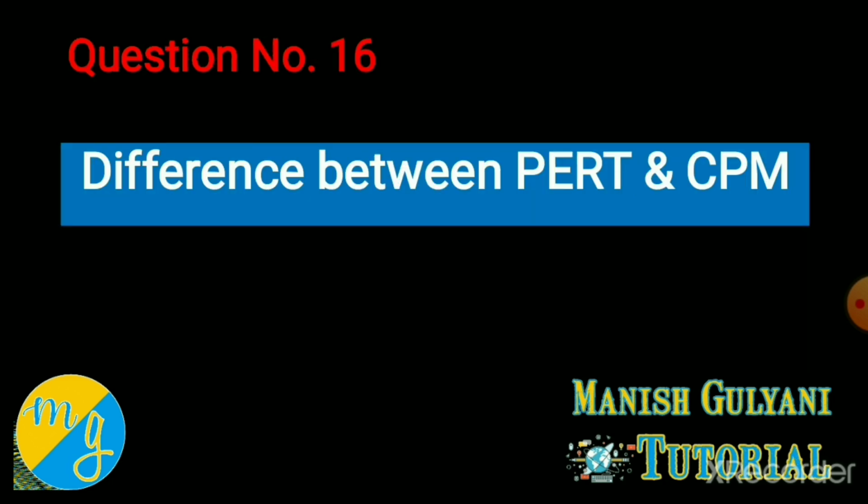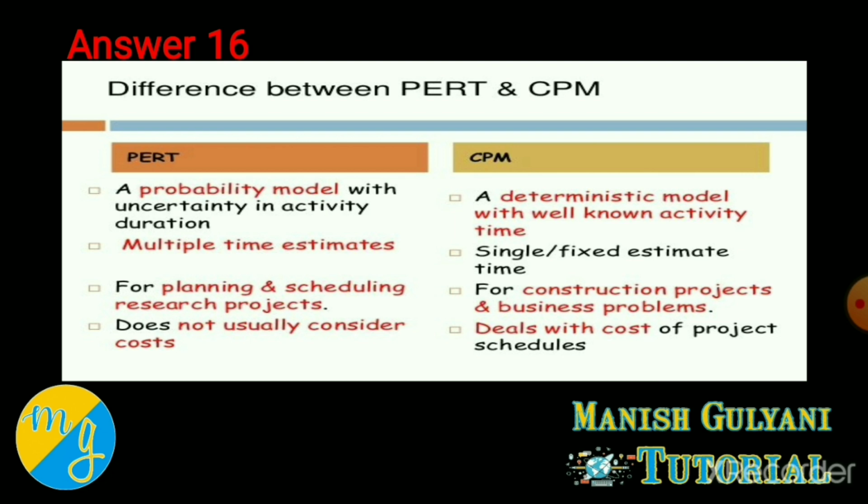Clear? Next concept, difference between PERT and CPM. Now PERT stands for Program Evaluation Review Technique. CPM stands for Critical Path Method. Now what's the difference between PERT and CPM? Before discussing the difference, firstly I'll explain what's the similarity between PERT and CPM. First of all, both are controlling techniques to control standard time and cost.